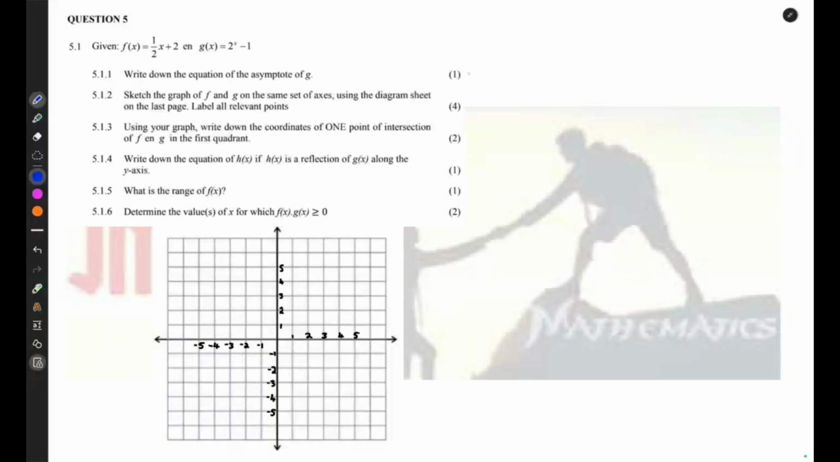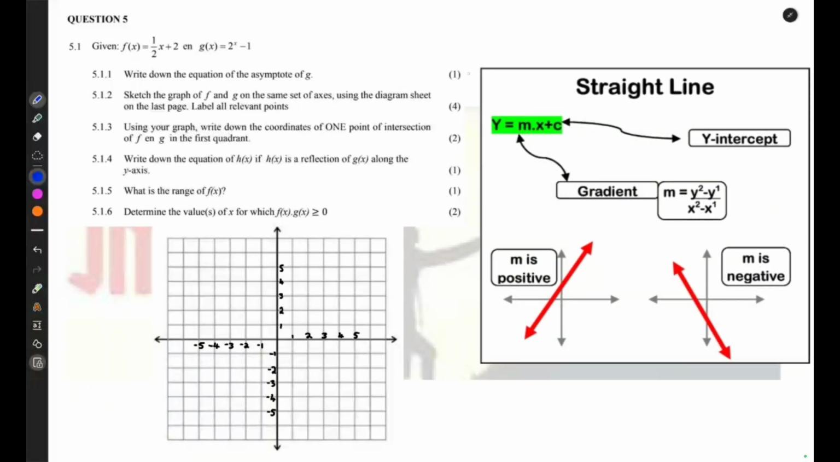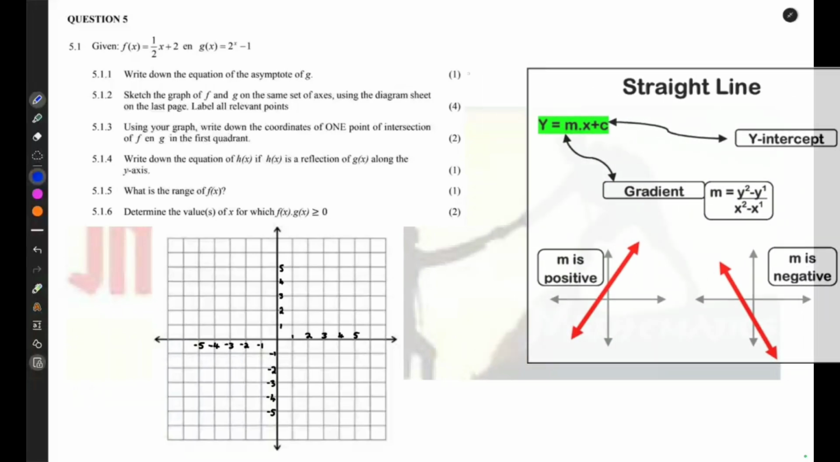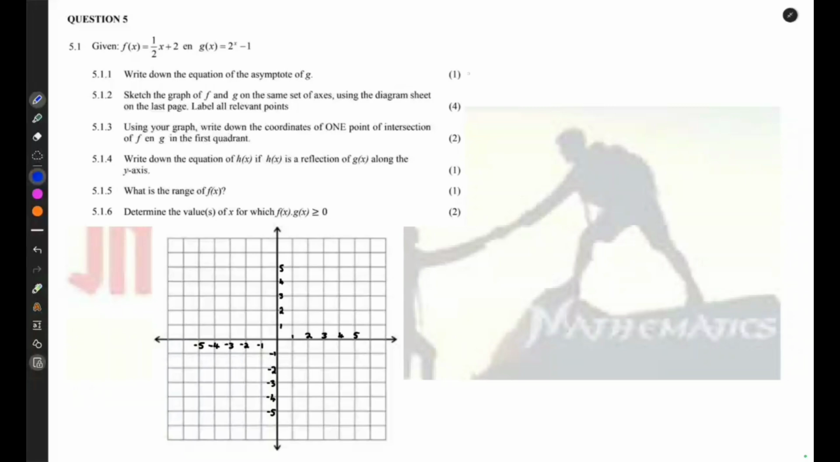So if I look at what is given, I see there's f(x), and if you look nicely, there's nothing special with that x, so that means it's a straight line. g(x), on the other hand, has x in the exponent, so that means it's an exponential graph. 5.1.1, write down the equation of the asymptote of g. So I would just go and look at the q value, and the q value in this case would be -1.